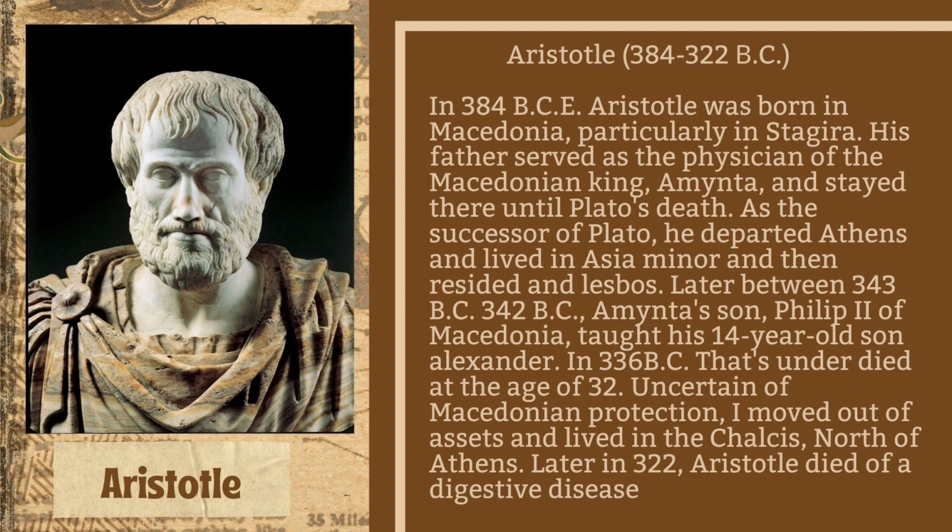Aristotle was born in 384 BCE in Macedonia. His dad was a doctor for a Macedonian king. After Plato's death, Aristotle took over his role but later moved around, living in Asia Minor and Lesbos. He also taught Alexander the Great. Aristotle left Athens due to uncertain protection from Macedonia and lived in Chalcis, north of Athens. Sadly, he died in 322 BC from a digestive disease at the age of 62.